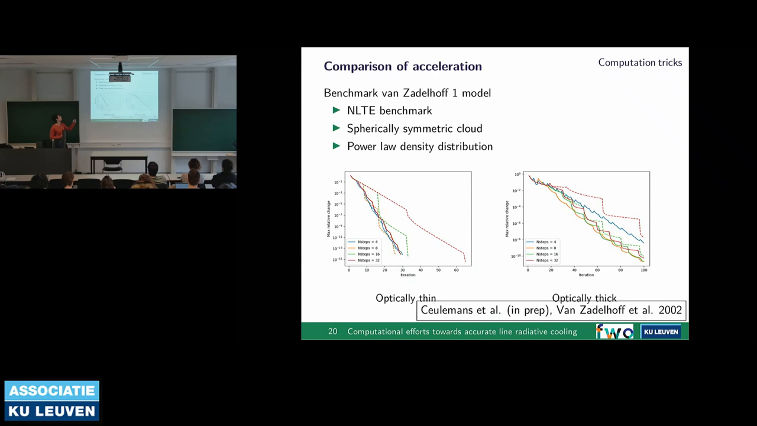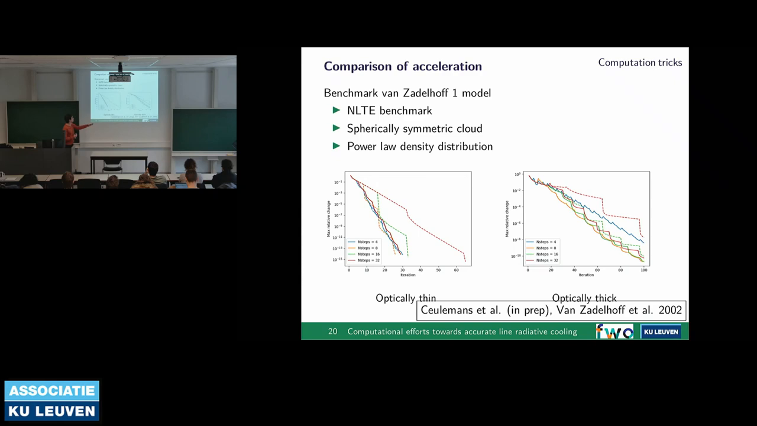So what do I try to tell you? Well, I applied this to a benchmark model, which is used for NLTE radiative transfer, called the Van Zadelhoff 1 model, described in the Van Zadelhoff 2002 paper. It just describes a spherically symmetric point cloud with a parallel density distribution, no velocities, just a simple model. And now I will explain what these complex figures mean.